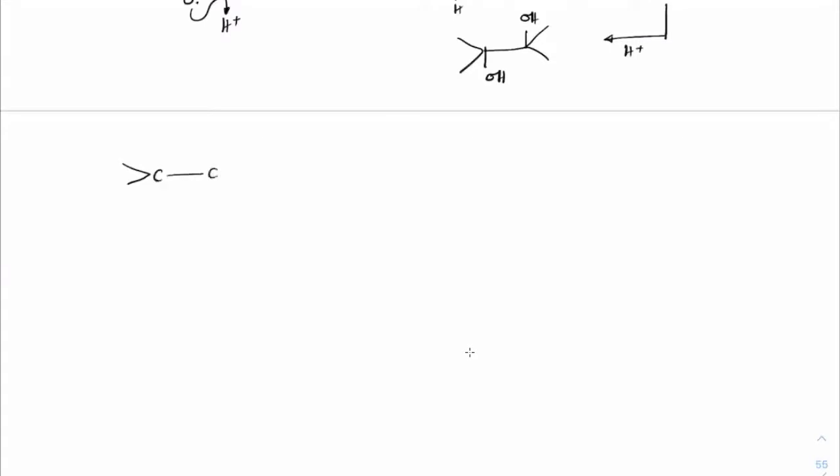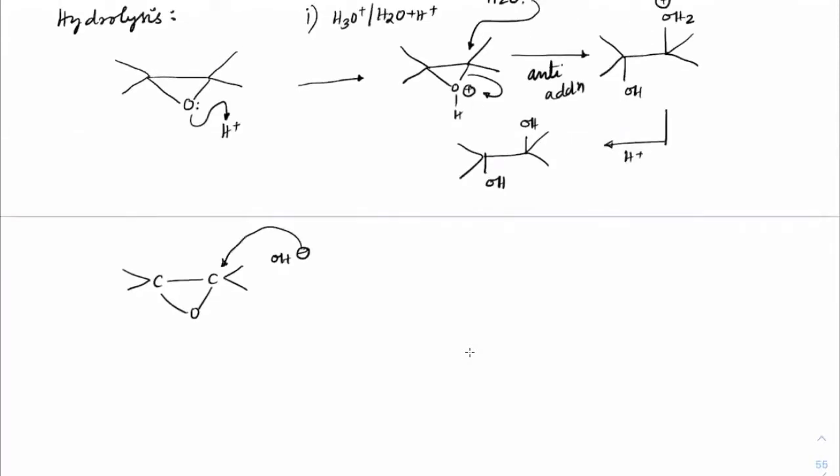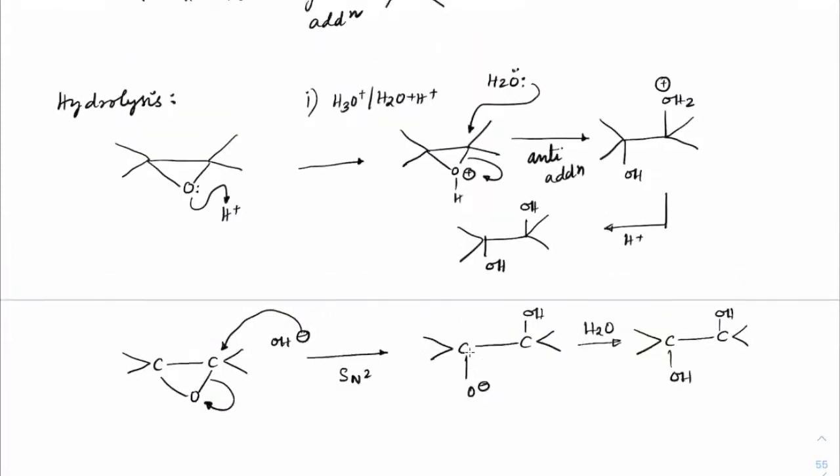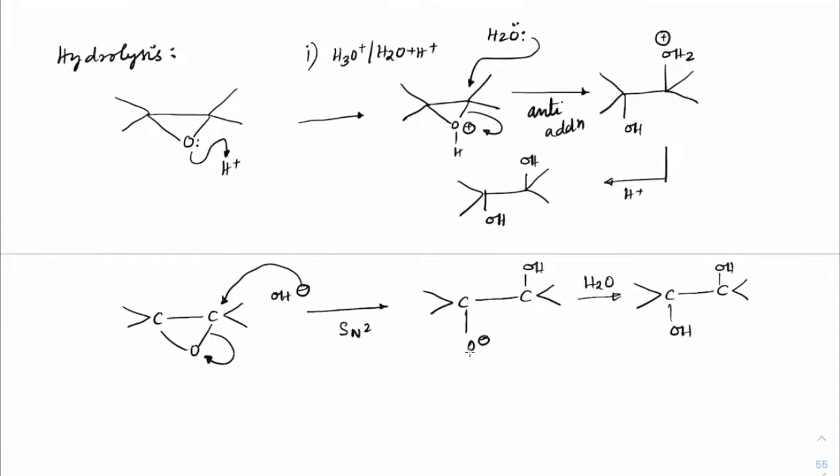Suppose you have C this way with oxygen connection, and if we take it in basic medium, OH minus is the one which will directly attack, and O minus will leave. So through SN2 mechanism, we will have OH here, and O minus is formed here. Then on hydrolysis, this O minus will fetch that H plus and becomes OH. You can see it is an anti-addition in either case.